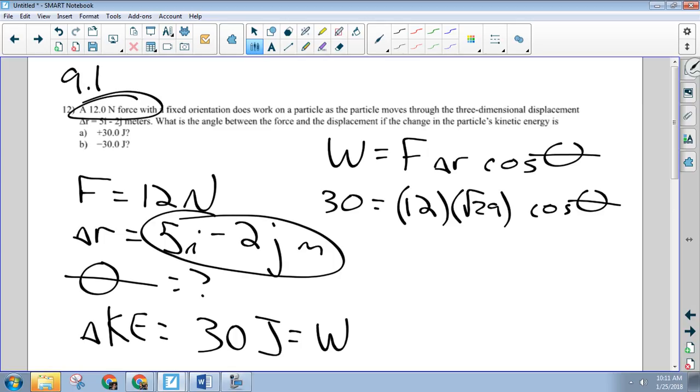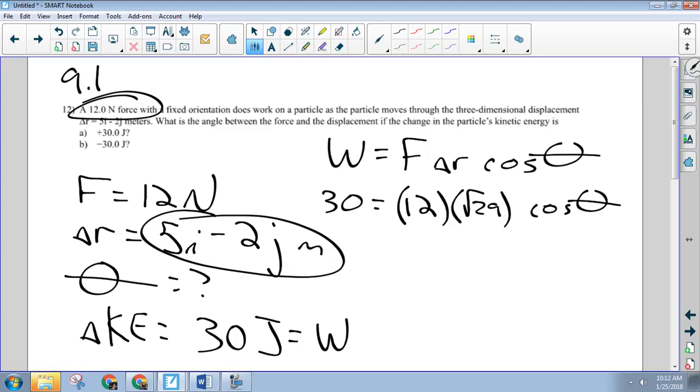All right, so does this make sense, you guys? All right, and then part B, same thing, but make your work negative. Cool? All right, any problems with 12?